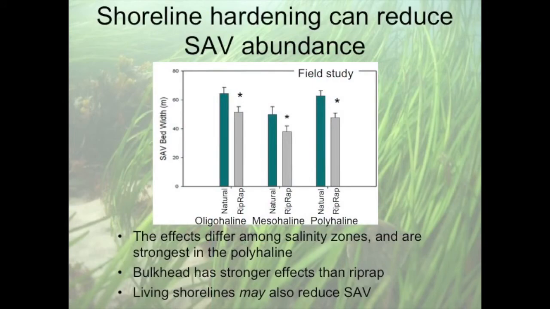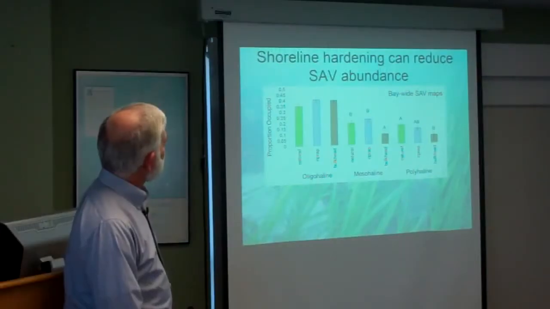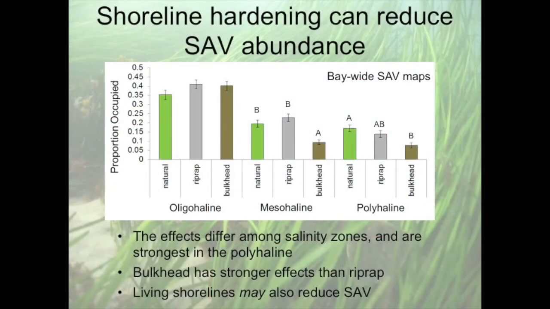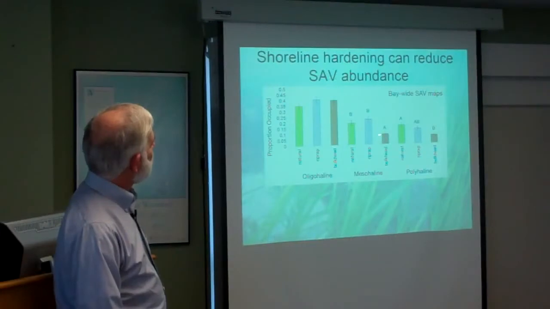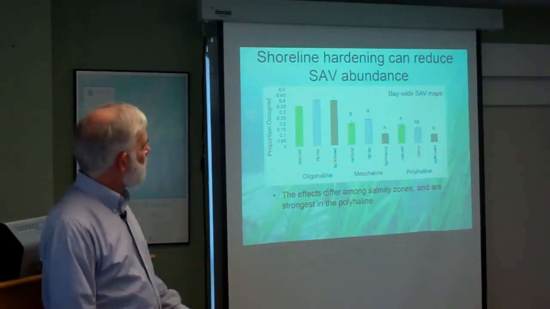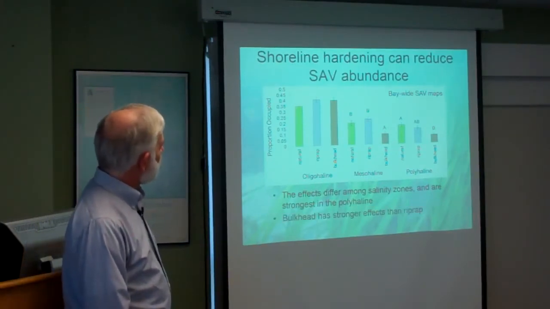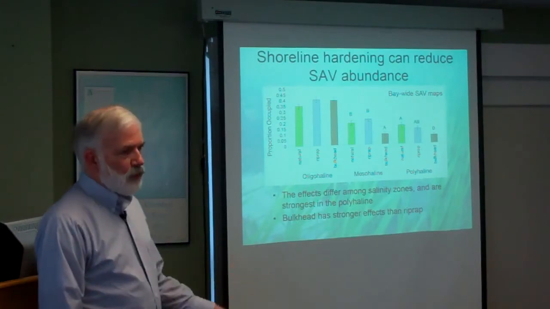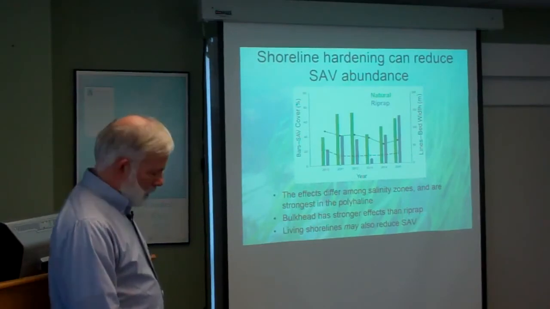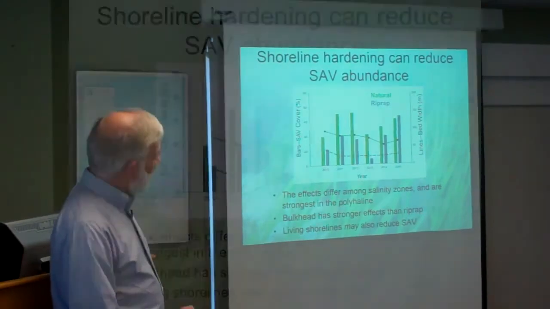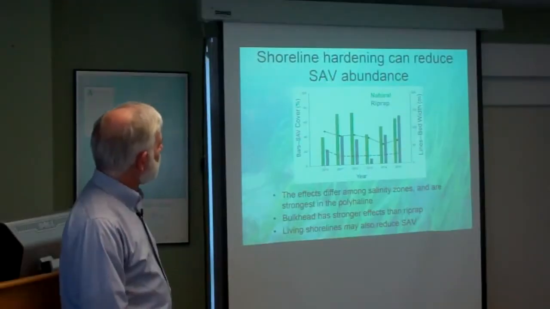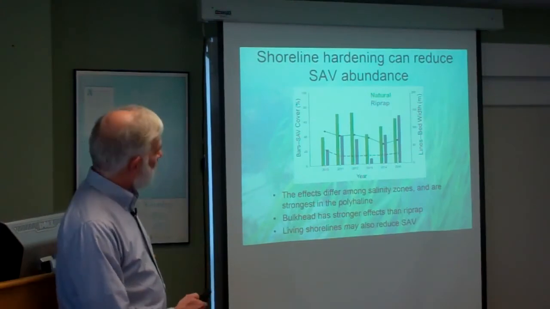Here, bed width is significantly different in every salinity zone. And we also saw that in the polyhaline, in the study of the bay-wide SAV maps. We saw the effect of bulkhead in the mesohaline zone, but not a significant effect in the oligohaline zone. So the effects seem to differ among the zones and seem to be strongest in the polyhaline. And we also see that bulkhead has stronger effects than riprap in general. Again, we saw that living shorelines may reduce SAV, and we need to think about that when we're thinking of even using this method as a way of armoring shorelines.